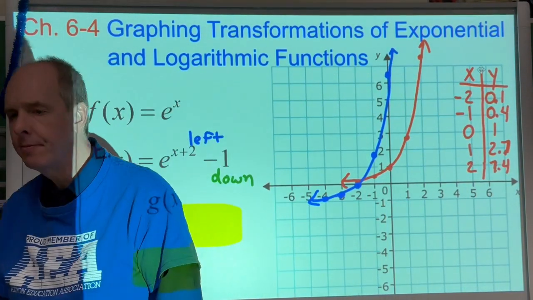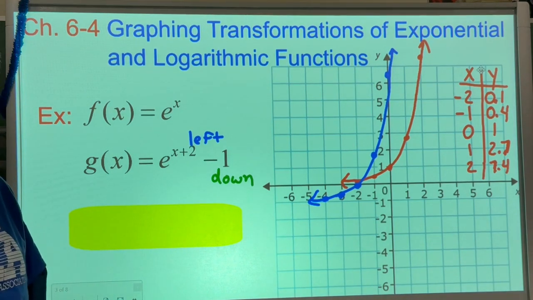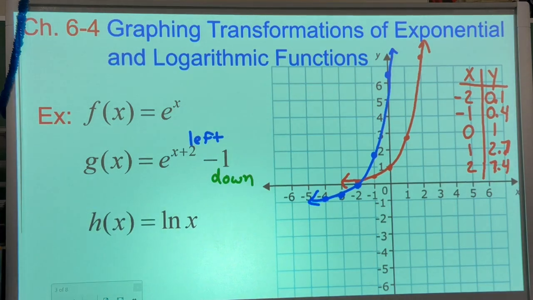Transformations. Left, right, up, down, stretch, shrink, reflect. Same ones we've seen all year long. So how do we then graph natural log of x?